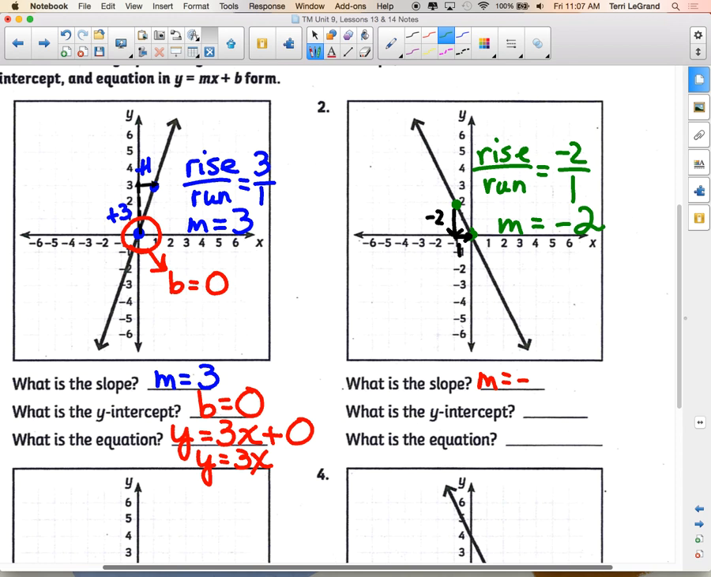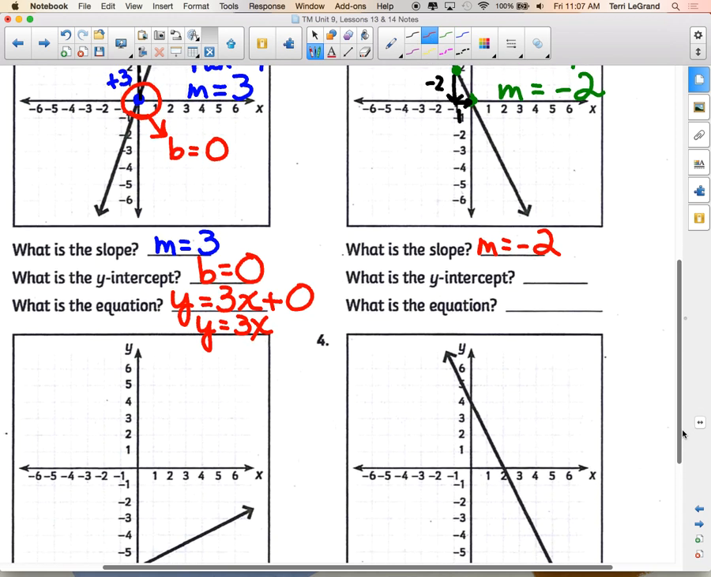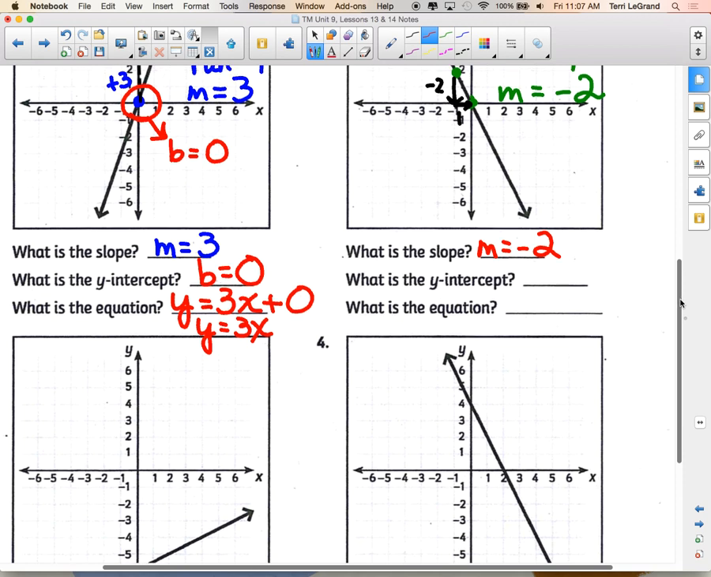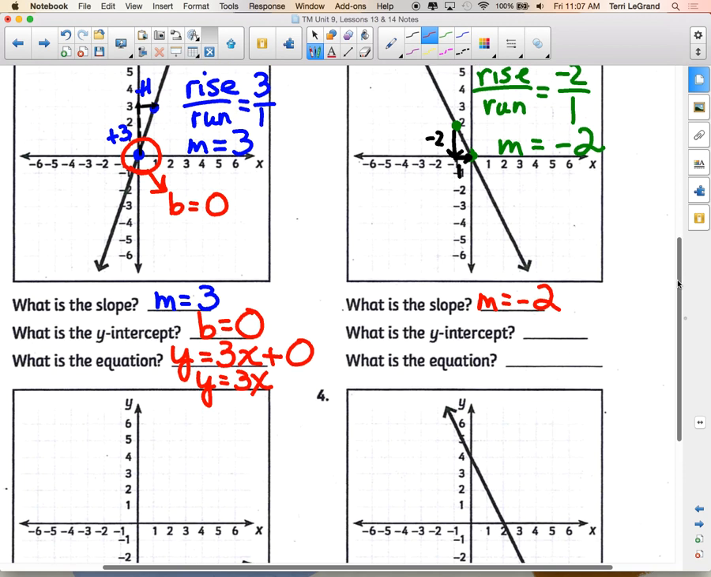I got a slope of negative 2. What did you get? Same thing? Anybody want to disagree with it? I used the origin and I used ordered pair (-1, 2), and I went from the top one down to the bottom one because it doesn't matter which direction I go. I just got to make sure I use my signs properly. Okay, what's the y-intercept? 0.